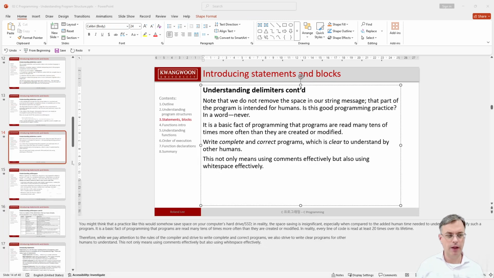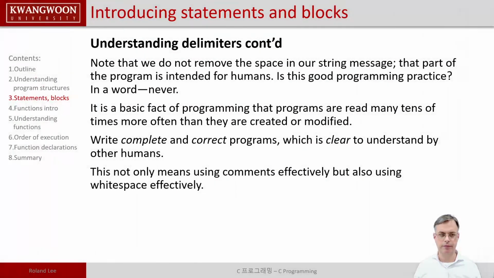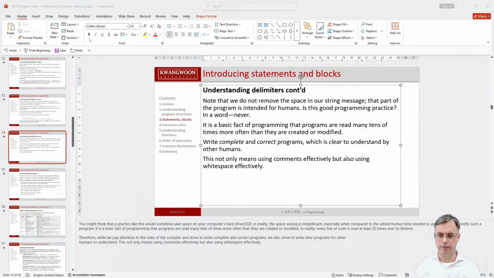Now, note that we do not remove the space in our string message, right? Okay. So, when a space or new line character is not required to delimit a portion of C code, it is considered white space. And white space can also be tab, carriage return, and some other obscure characters.